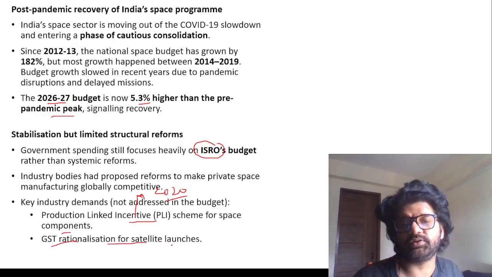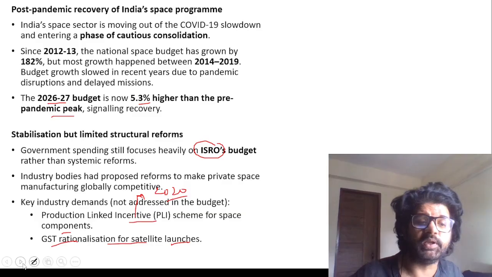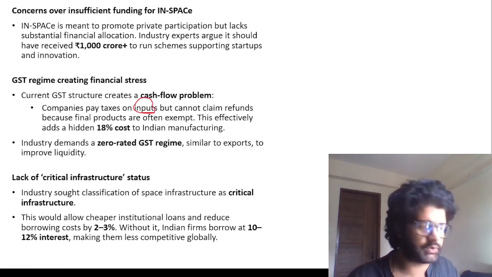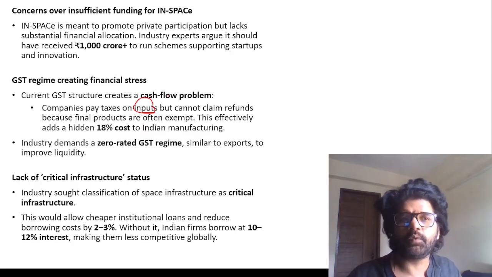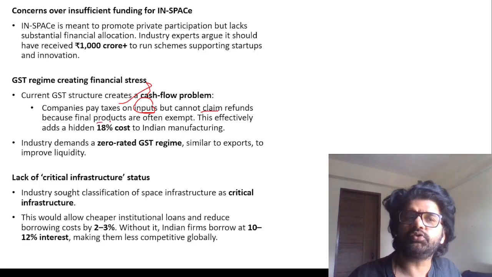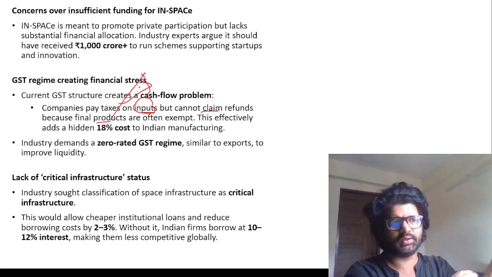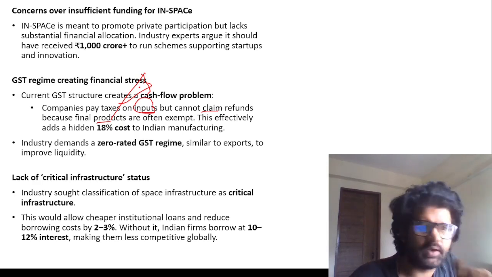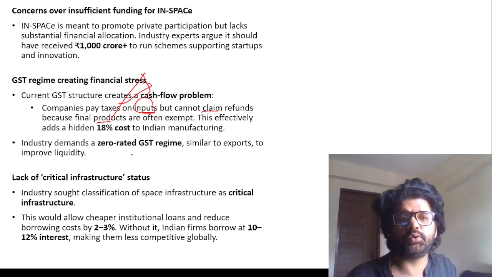We need GST rationalization for satellite launches. What does it mean? Sometimes on input products, there are certain inputs which are used by these companies for making stuff. So they are paying taxes, but they cannot claim refunds because on the final products there is no GST. So that is a hidden tax, right? So we remove those taxes on space related components. Industry demands a zero rated GST regime.